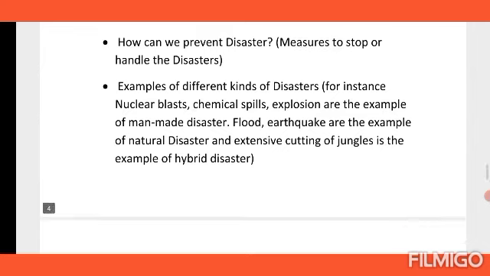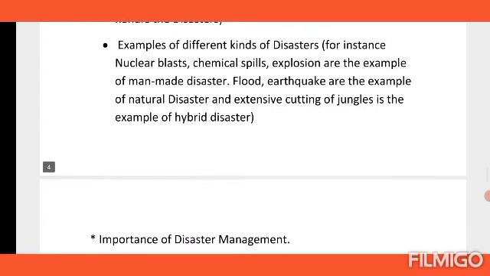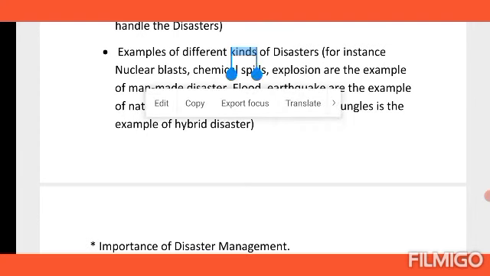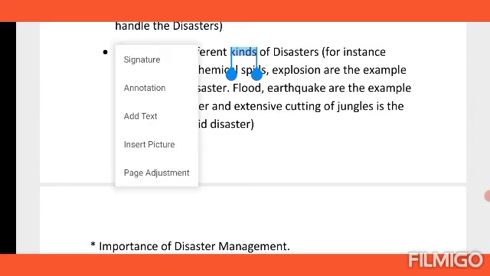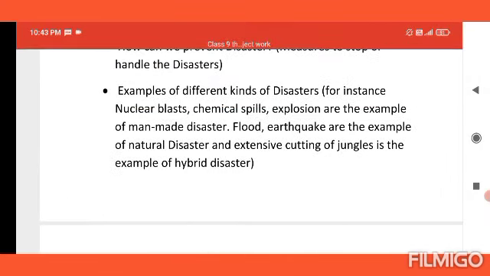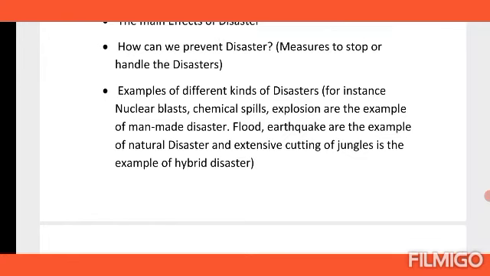Another next page would be examples of different kinds of disasters. So now here you will mention examples of different kinds of disasters. For instance, nuclear blast, chemical spills, and explosion are examples of man-made disasters. So you will make a separate division here, man-made disasters, where you can talk about nuclear blast, chemical spills, explosion.